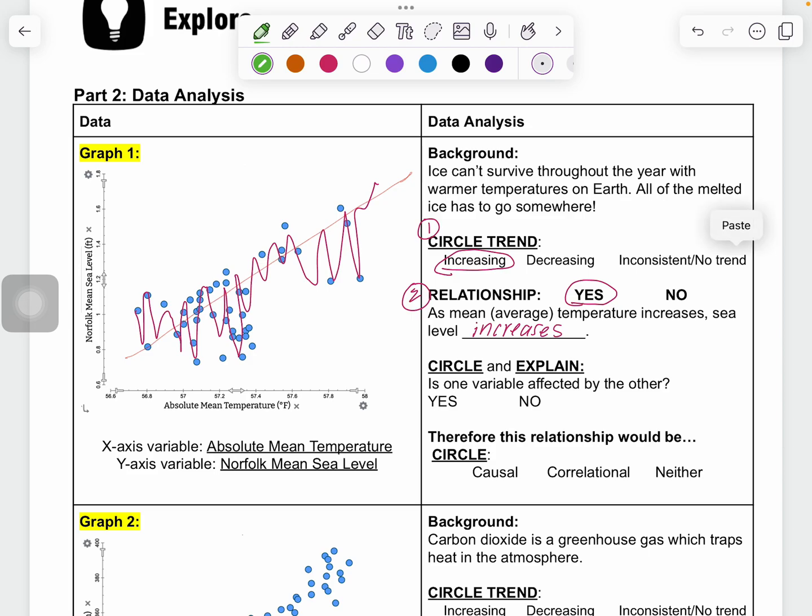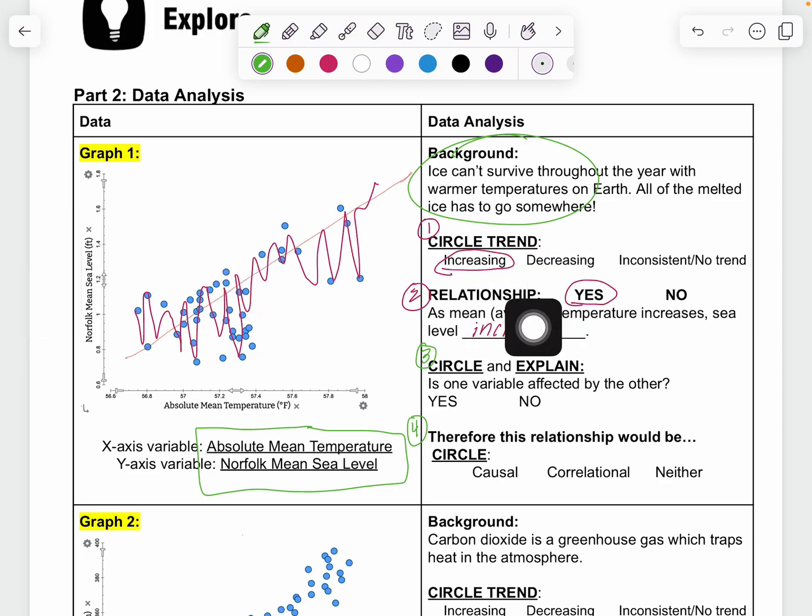Here's where it gets a little tricky. The last two ideas, 3 and 4, are not on the graph. I have to understand what data I'm looking at and what they mean to be able to decide if it's just correlational, or if it's also causal. So I can easily read the trend and the relationship from the graph. I have to determine my causal or correlational based on what I know about those things. So, is one variable affected by the other?